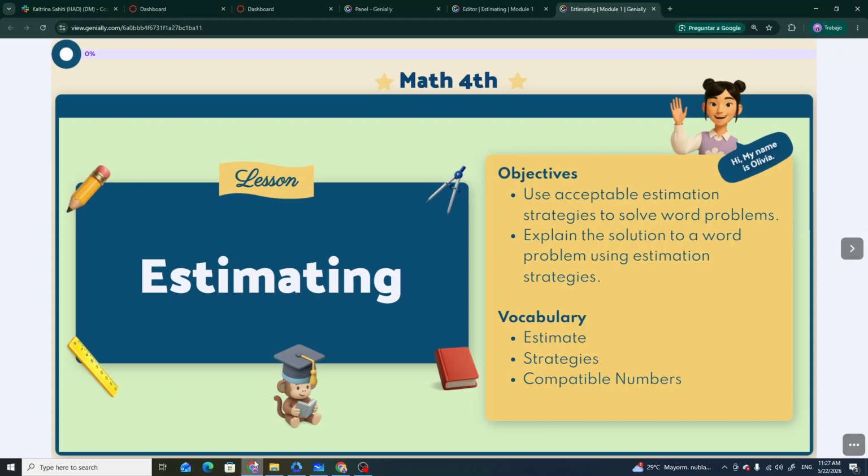Hello everyone. This class is for math, 4th grade. It's called estimating. The objective is to use acceptable estimation strategies to solve word problems and then explain the solution to a word problem using estimation strategies.